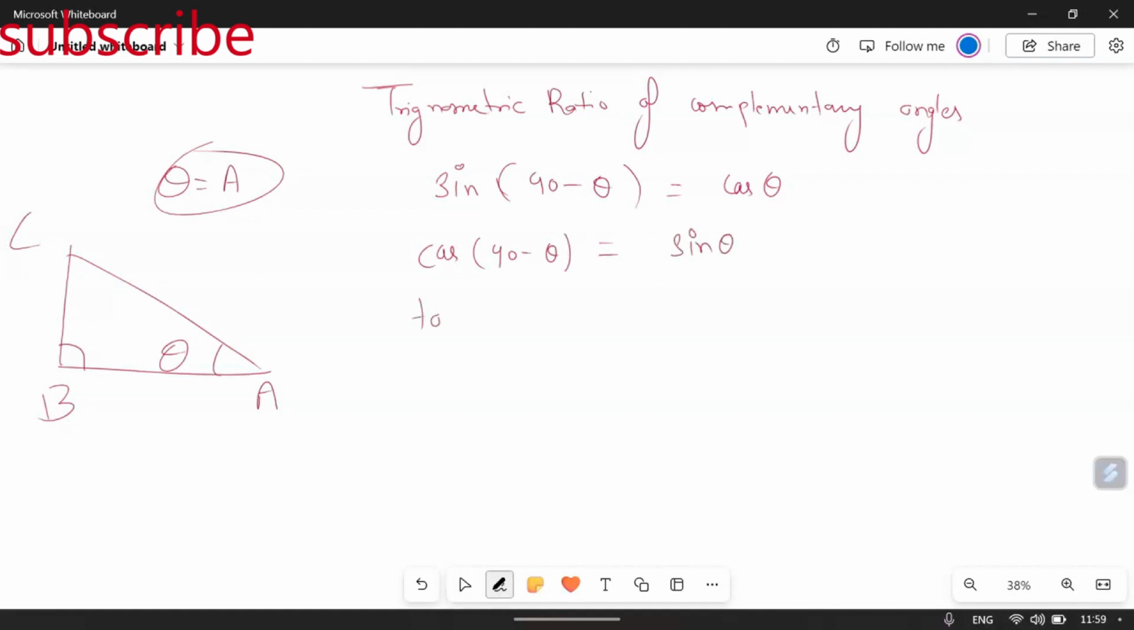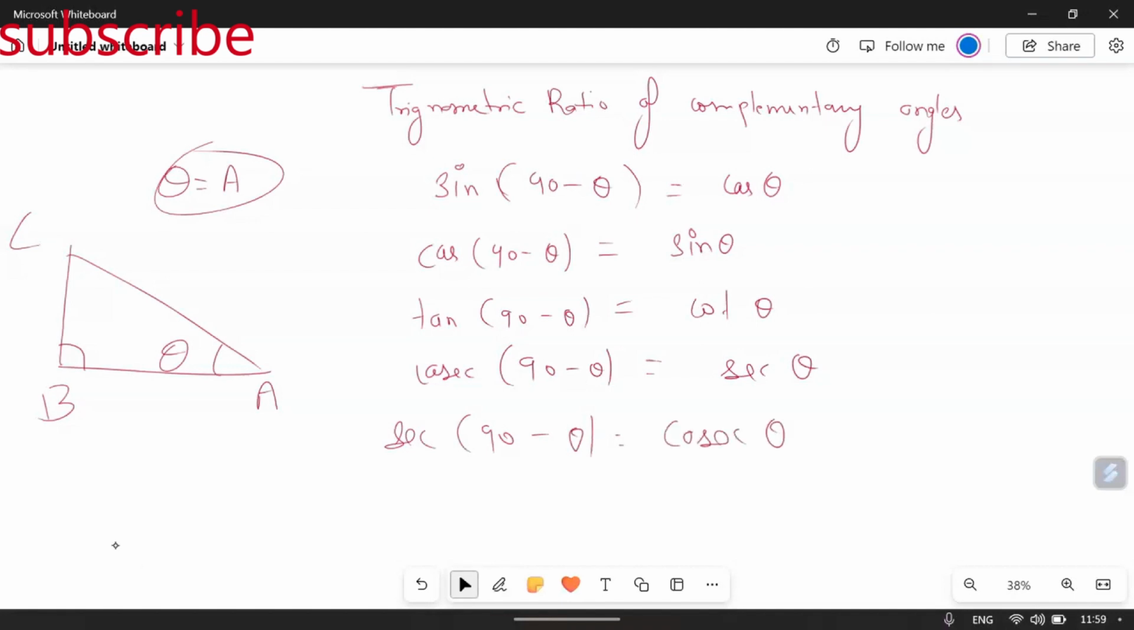The third one is tan 90 minus theta. You can guess it, cot theta. Okay, cot theta. Same for cosec. Cosec 90 minus theta is equal to sec theta, and sec 90 minus theta is always equal to cosec theta, and cot 90 minus theta will be, you can guess it, tan theta.